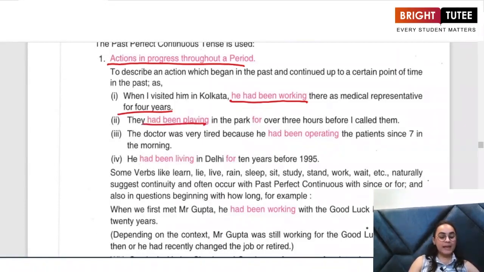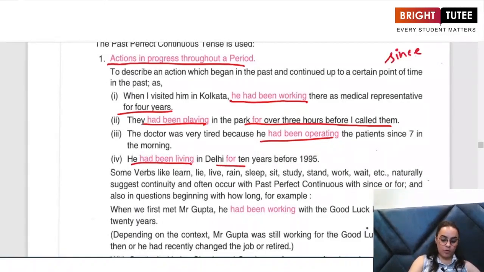They had been playing in the park for over two hours before I called them. So, a progressive action that took place in the past. The doctor was very tired because he had been operating on the patient since 7 in the morning. He had been living in Delhi for 10 years before 1995. So you see, we use since and for in such sentences, and we talk about those actions that were in progress throughout a period in the past.